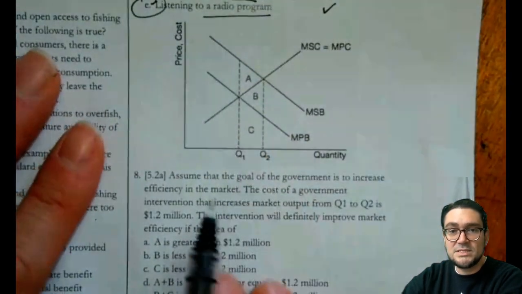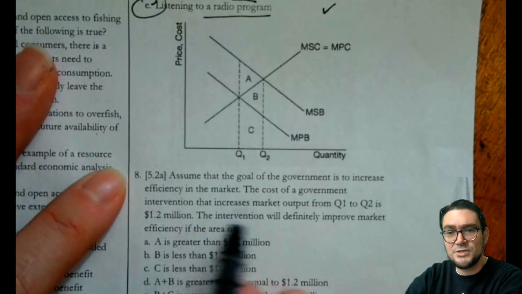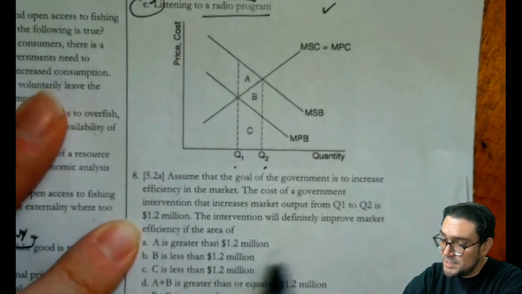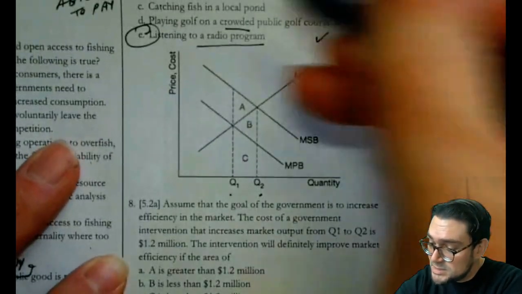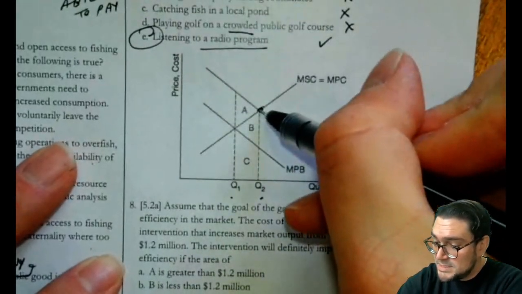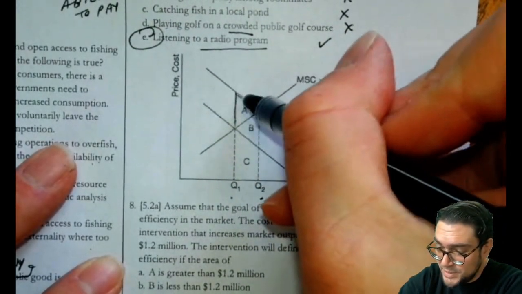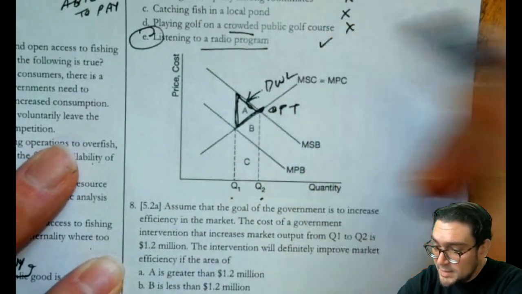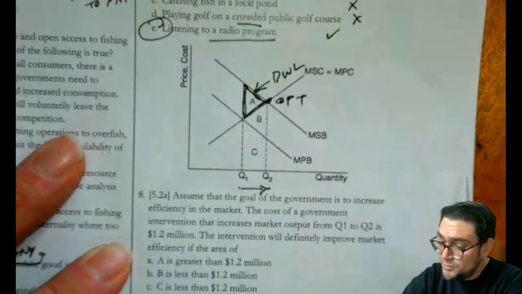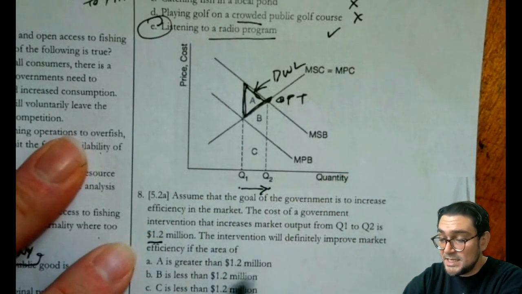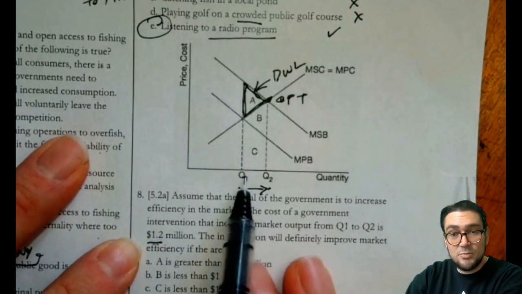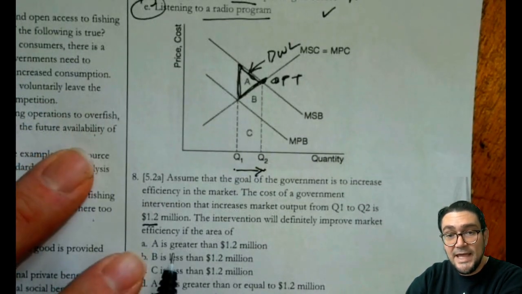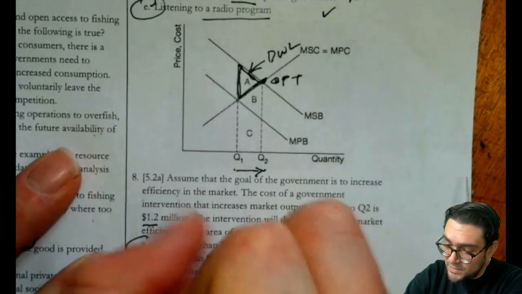Let's take a look at number 8. Assume the goal of the government is to increase efficiency. The cost of government intervention that increases market output from Q1 here to here, Q2 is 1.2 million. The intervention will definitely improve market efficiency if, so we have our socially optimal is here. That's our optimal. And so we have deadweight loss. That's here. And so this is our DWL. If the cost to move from Q1 to Q2 is 1.2 million, then that means that if we're going to do it, then that program, whatever this is, to go from Q1 to Q2, better be bigger than the deadweight loss, right? So if A is greater than 1.2 million, that would be worth it then to do.